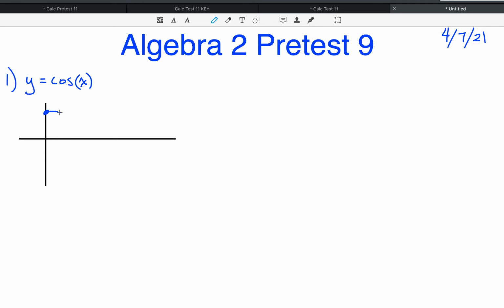The general shape of a cosine wave, ooh, I could do a little better. I should go down a little bit more. Oh my gosh. Please, Mr. Sindel, one of these will be right. That one looks nice. Okay.